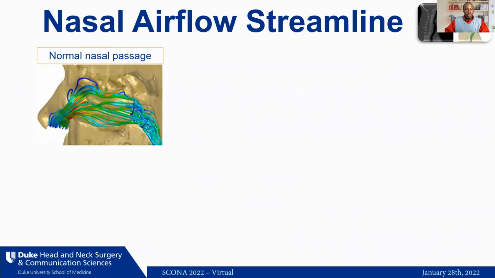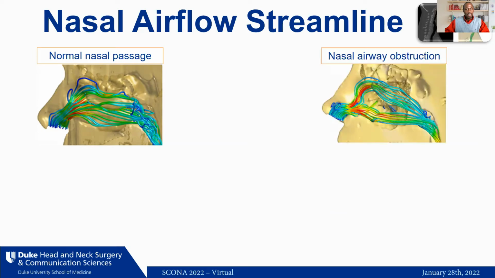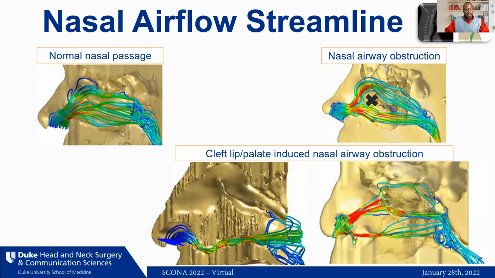This image shows nasal flow streamline in a normal nasal cavity. Here, we see flow streamline in a subject with nasal airway obstruction. The obstructive site is limited to one region. These other images show flow streamline in two subjects with cleft lip nasal deformity. We see extensive obstruction affecting multiple sites.